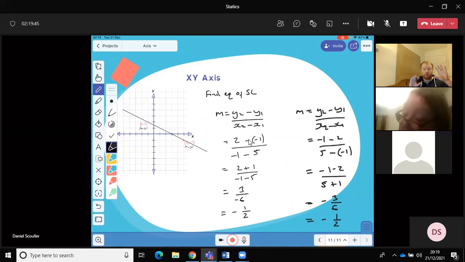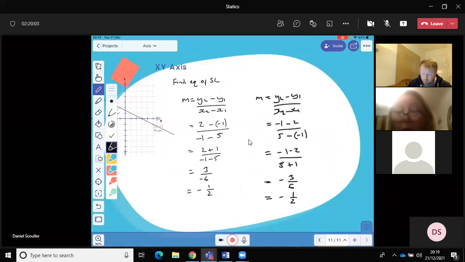Okay, so don't be worried and go, oh, I don't know which one I want to make my x1, y1. Okay, you see, so if you get two coordinates, as long as you stay consistent, i.e. your x1, y1, your x2, y2, then it's fine either way. Okay, so don't worry about that.